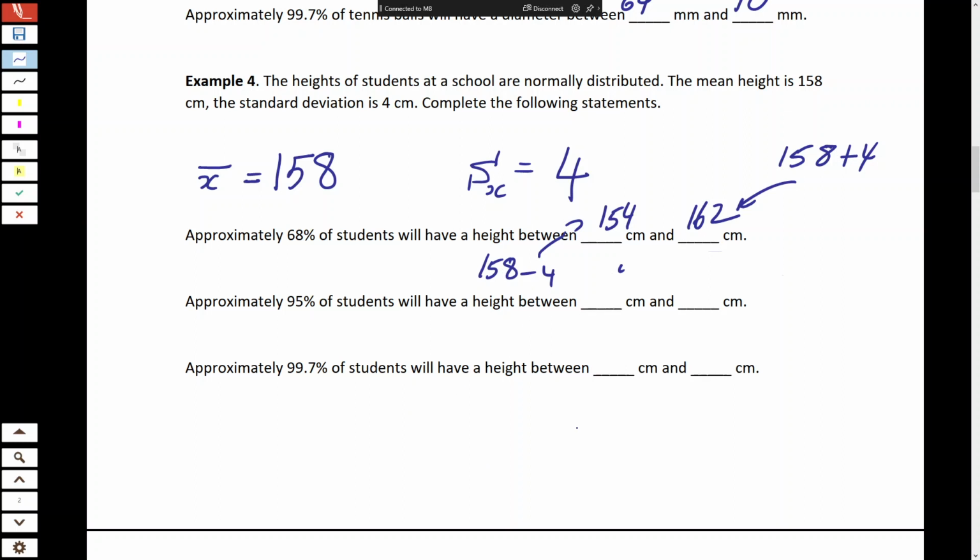Okay, second case. Now we're looking at the 95% case. So what number should I add or subtract this time? 8. Because 2 times 4 gives me 8. All right, and for the 99.7% case, how many standard deviations? 3. So what number should I add or subtract? 12.